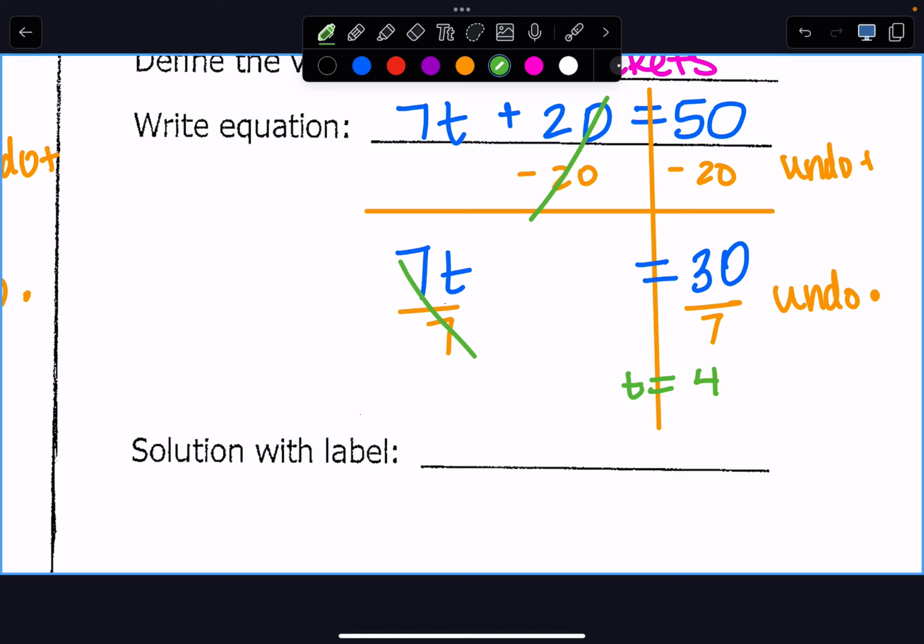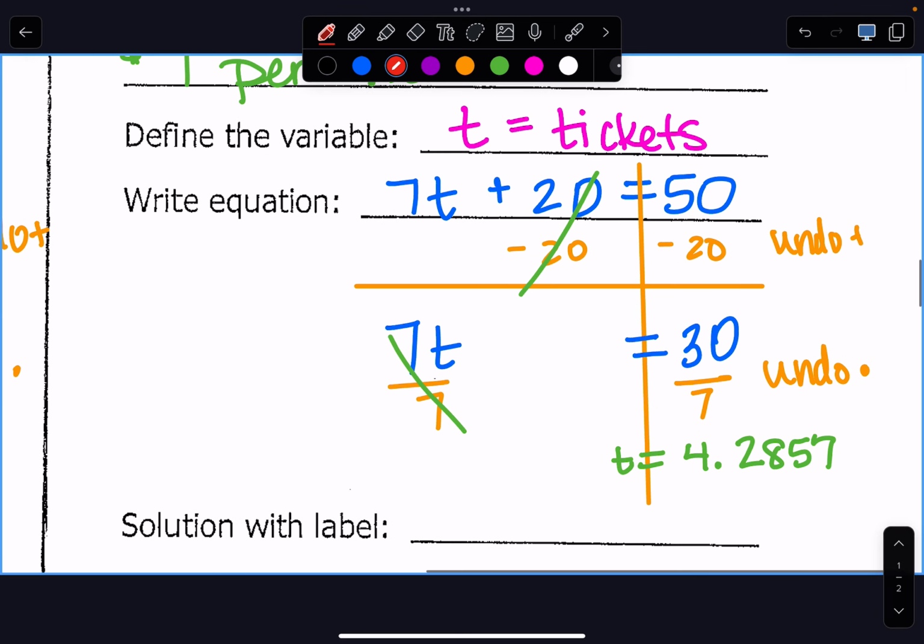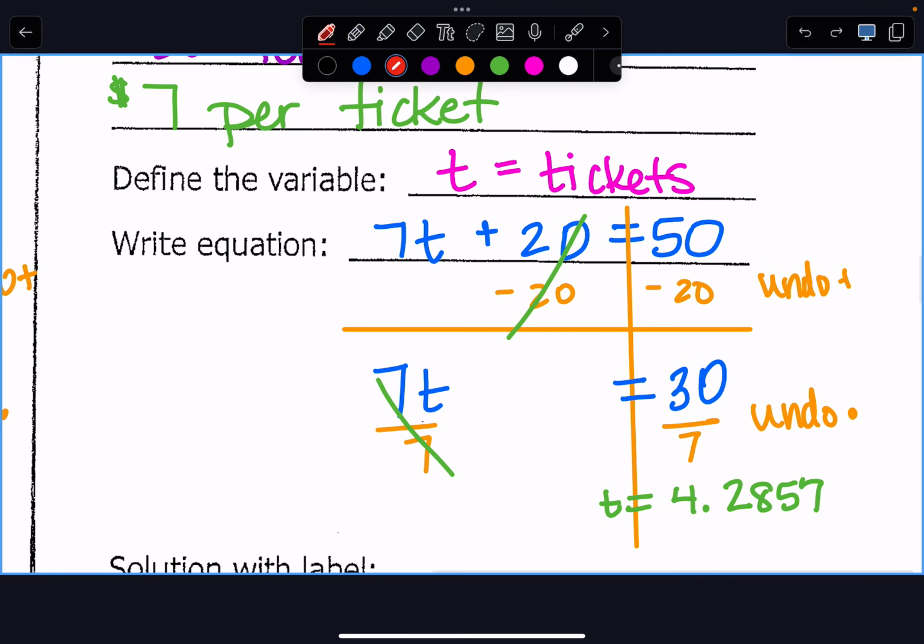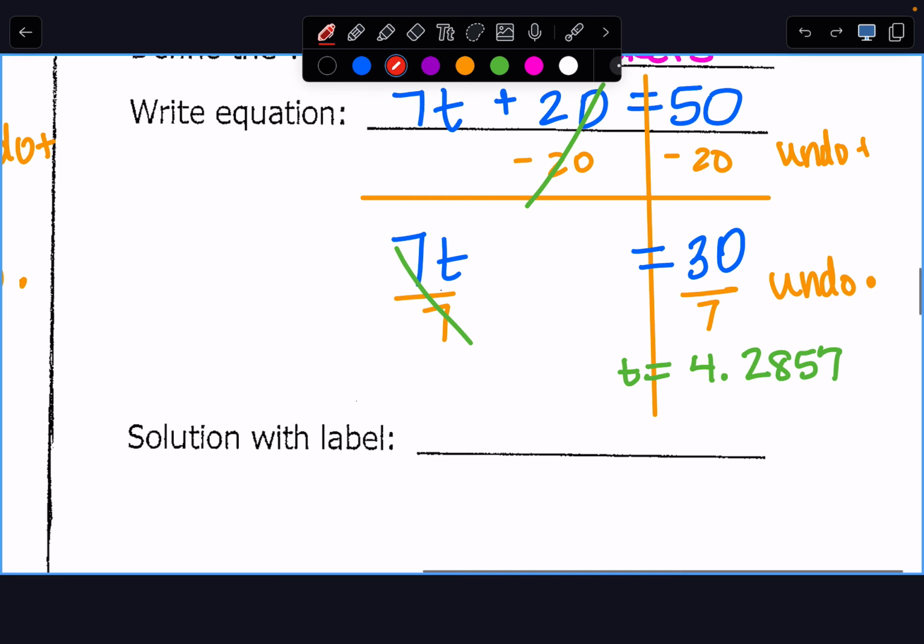4. You get this one. 4.2857, blah, blah, blah. Is that my answer? Landon, why is it 4 and not 4.2857? Because you can't buy half of a ticket. Oh, you cannot buy a partial ticket. And up here we said, hey, tickets is what T is. T is number of tickets, not money. If this was money, we could go to 2 decimals. But T is tickets. So how many tickets can we buy? 4. We can buy 4 tickets.